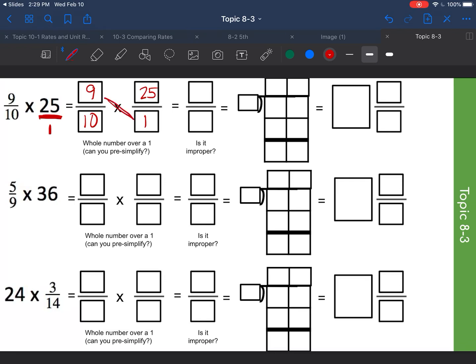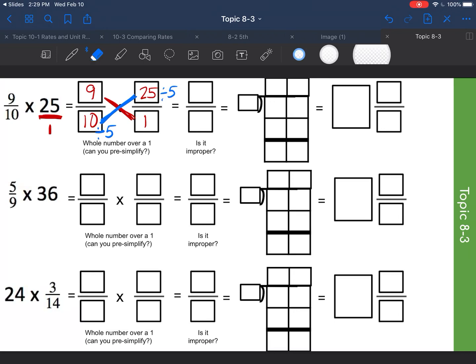Instead, we can look diagonally. So, look diagonally at 9 and 1. Unfortunately, they have no common factors except for 1, so that won't help us. But if we look diagonally for 10 and 25, do they have any common factors? Well, they can both be divided by 5. So 10 divided by 5 and 25 divided by 5, okay? So we could pre-simplify and do that.